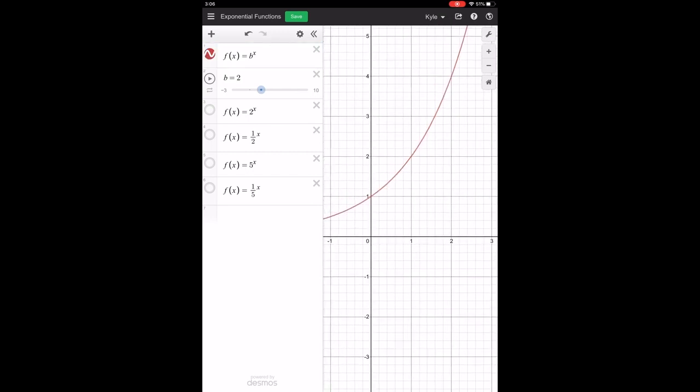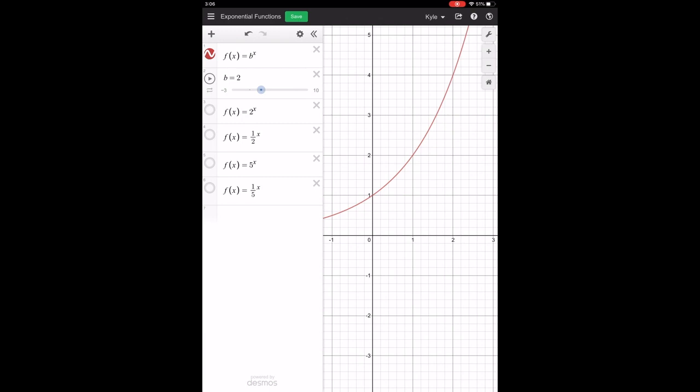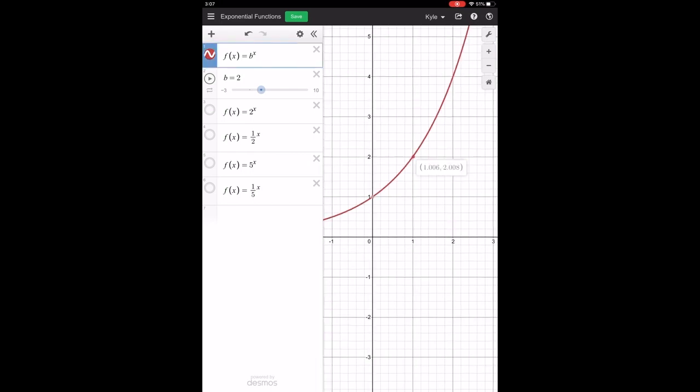So we have some interesting values here. That should make sense. When I plug in 1 for x, I have 2 to the first power, and that's just 2. So that coordinate point, (1, 2), makes sense. Now let's change it to a 3, and let's see what happens.